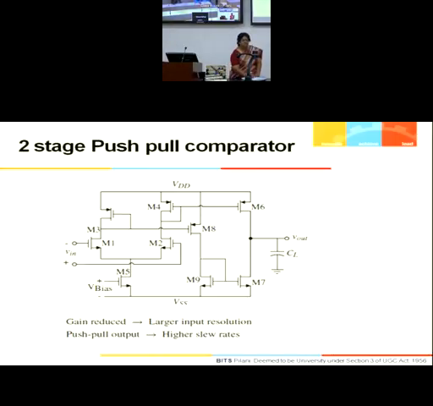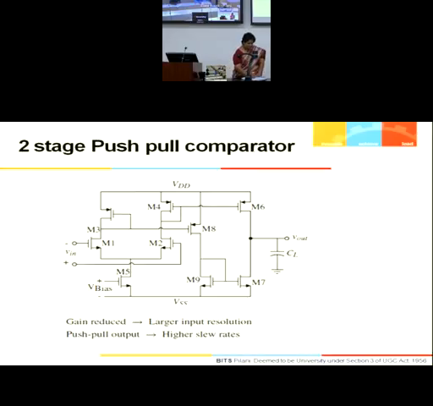Normally, gm times RO6 parallel RO7. If this is my situation, with this V bias, this V in, this V out, and M6, M7, the gain would be given by this.